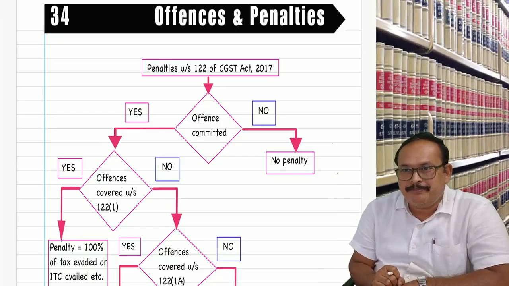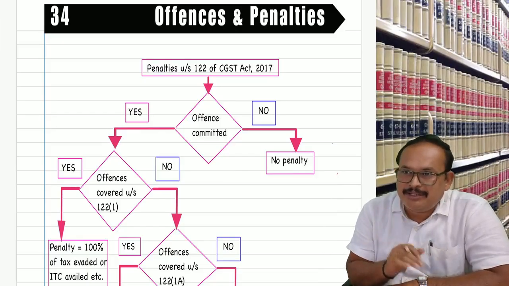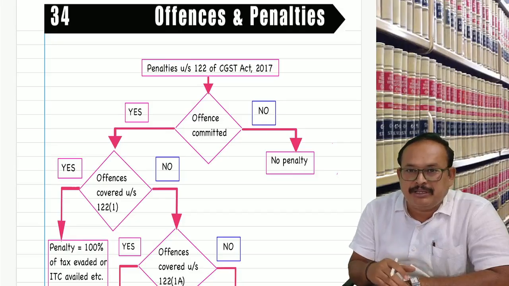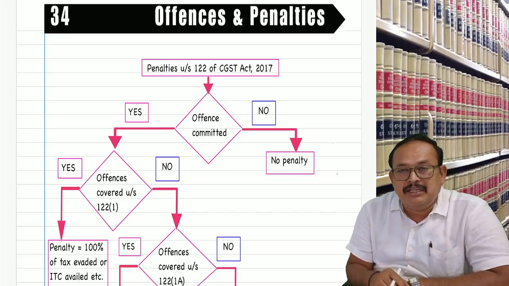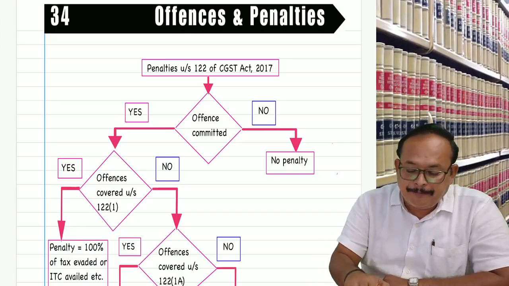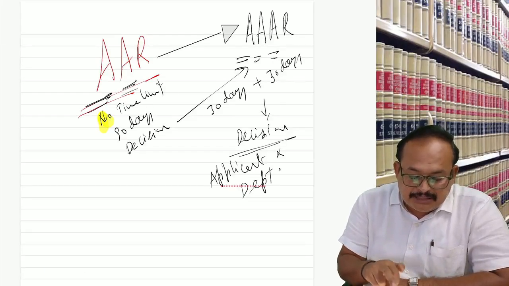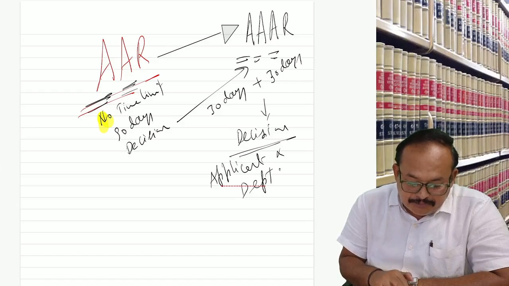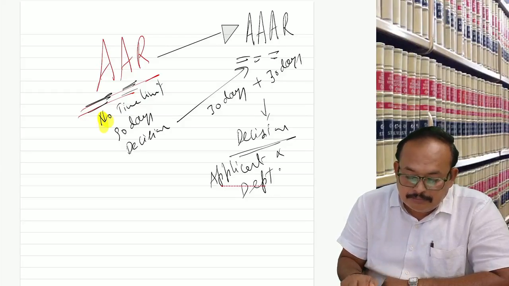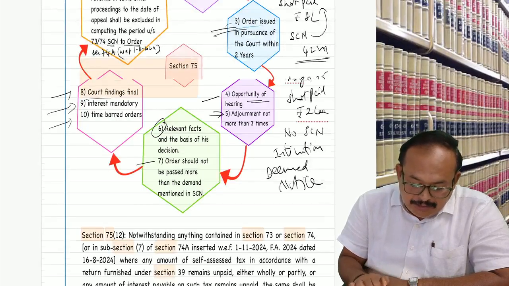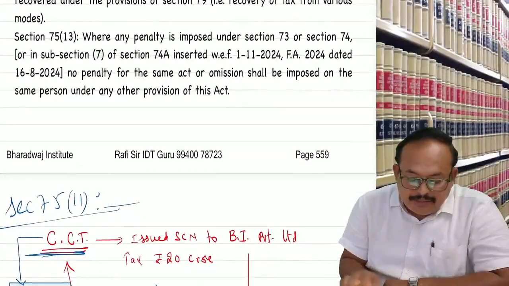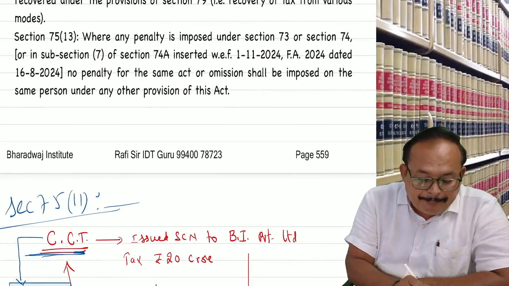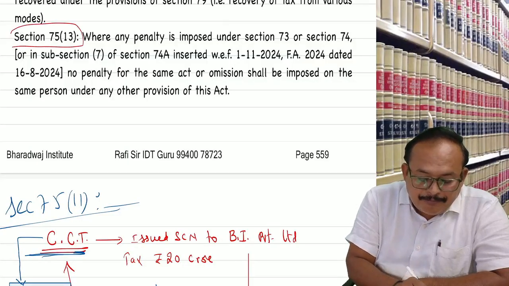You get my point, sir? I have understood. No, not understood. I will explain again. When we refer to section 75 general provisions, that also I will refer here. Section 75 general provisions. Where we have section 75 subsection 13. Is there? Yes, brother.